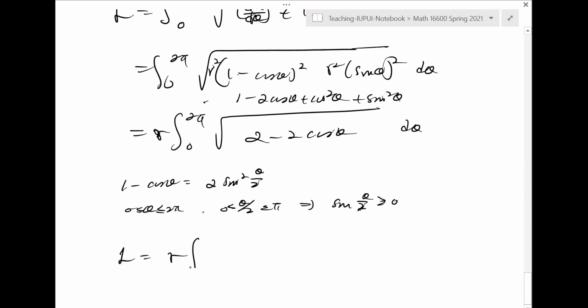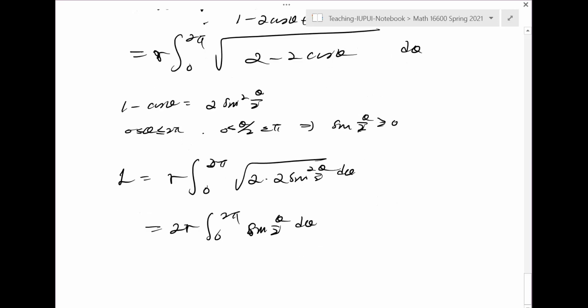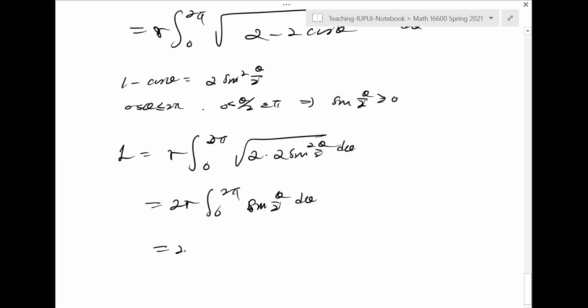So the length here is going to be the integral of r times the square root of 2 times 2 sine squared half theta, d theta. So I take a 2 out, it's 2r, and then this is just sine of half theta d theta. That's all we need. So the antiderivative is going to be negative twice cosine of half theta, and then that's from 0 to pi.